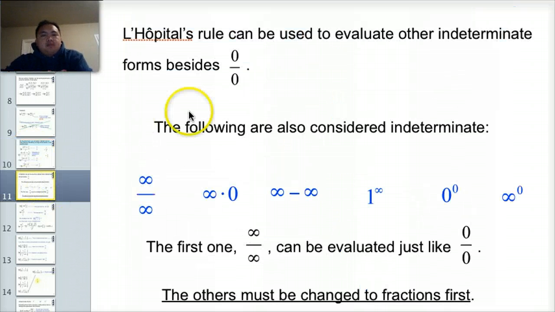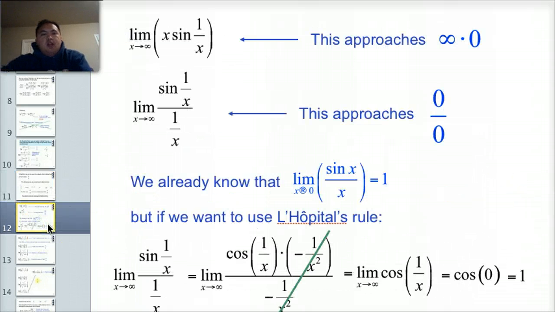Okay. So it's not only just 0 over 0. Again, infinity over infinity, or infinity times 0, infinity minus infinity, 1 to infinity, 0 to the 0, or infinity to the 0. These are all the indeterminate forms where you're allowed to use L'Hopital's rule. So for example, this one is limit as x goes to infinity. Here, obviously if I plug in infinity, I get infinity. 1 over infinity, if you remember, is 0. And sine of 0 is 0. So this is an indeterminate form. Infinity times 0 does not work.